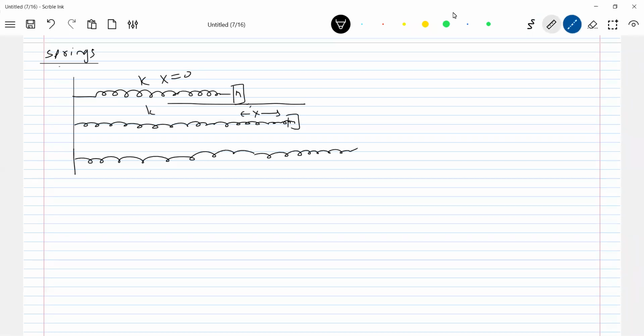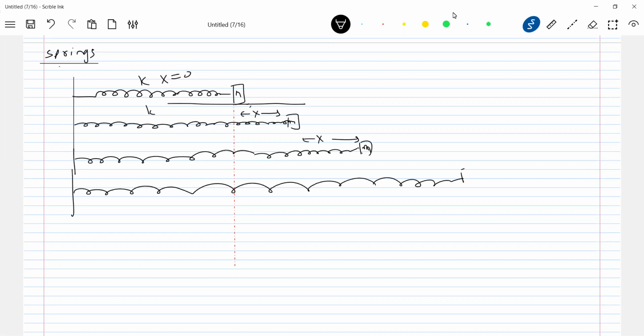So from this mean position, I'm going to give a displacement. Next, the external agent will give a further displacement x. Then you give a further displacement x here. What about the work done? What is the energy stored in the spring? We know the energy stored in the spring, let it be U1, U2, U3.